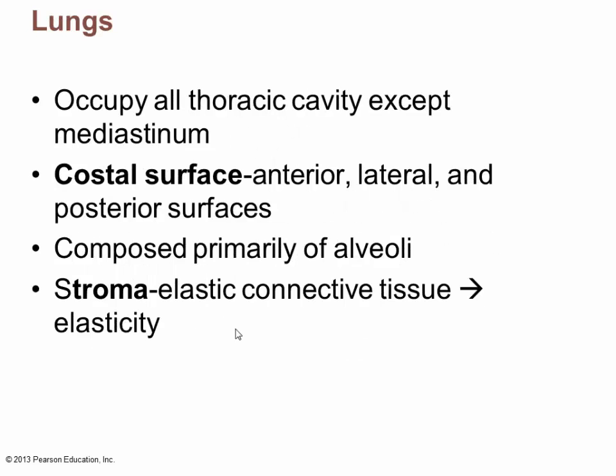Now, some basic things about the lung. One, it occupies almost all of the thoracic cavity, except in the mediastinum part of it, where you find the heart and some blood vessels and the esophagus. We have costal surfaces that are near the ribs. We have an anterior, a lateral, and a posterior surface of the lungs. They're mostly composed of alveoli, mostly. We do, however, have some stroma to kind of balance it out, made of elastic connective tissue. It's what gives elasticity to our lungs, so they can stretch and recoil. Our lungs weigh a little over 2 pounds each, so they don't weigh a lot.